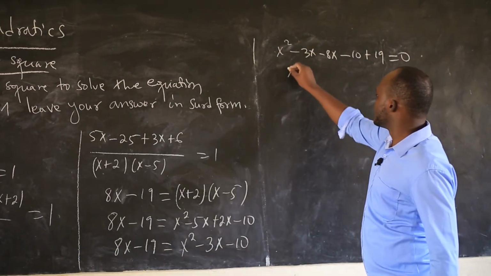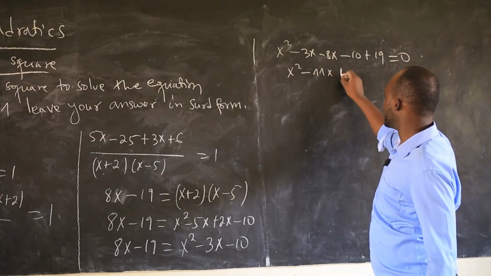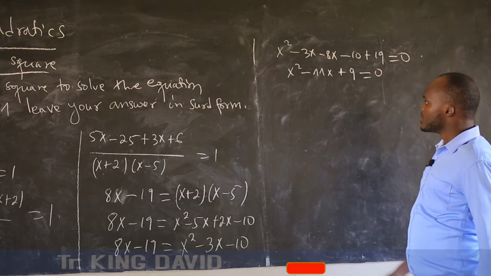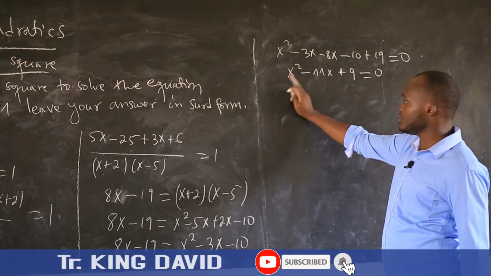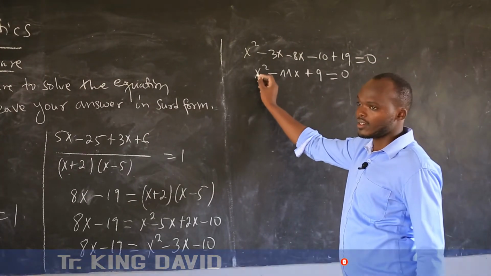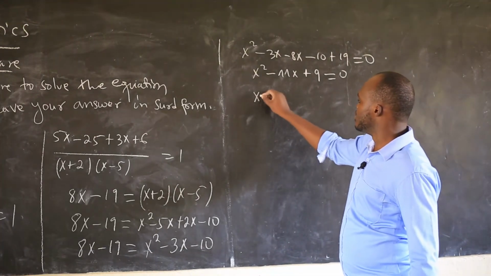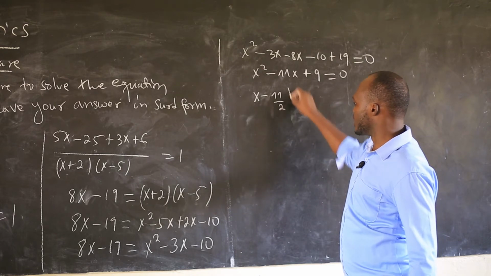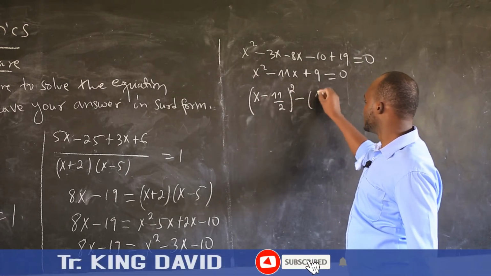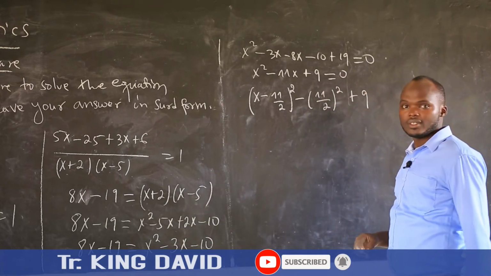So that is x squared minus 11x plus 9 equal to 0. We're going to complete the square there. We are lucky, the coefficient of x squared is 1, so there is no need to take a coefficient of x out of the bracket. It will be x minus 11 over 2 squared, then minus this one squared, plus 9 equal to 0.